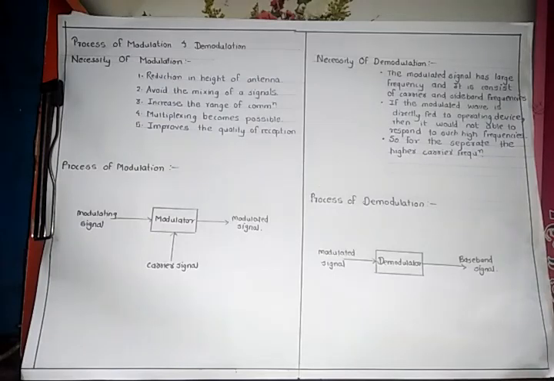So we get the information signal at the output of a demodulator. So it is called the opposite process of a modulator. So the demodulation process is also called the opposite process of modulation, and the demodulation takes place at the receiver. So in that way the demodulation process is completed.